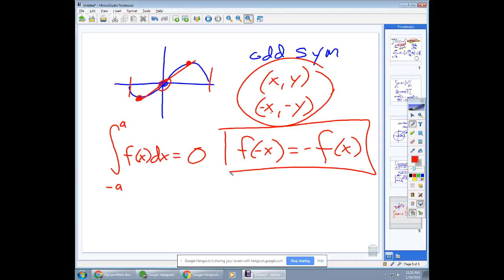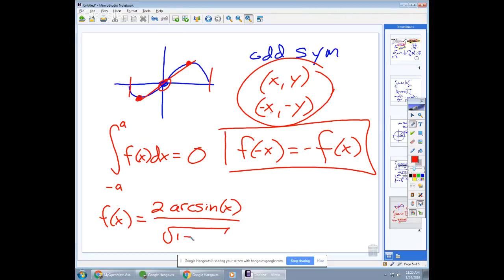Okay. So the function we were looking at just a moment ago was f of x equals twice the arc sine of x over the square root of 1 minus x squared. And the question is, what happens here if I plug in a -x instead? I'm just going to rewrite this and sneak a negative there and a negative there. And then here, I would have a negative x squared like that.